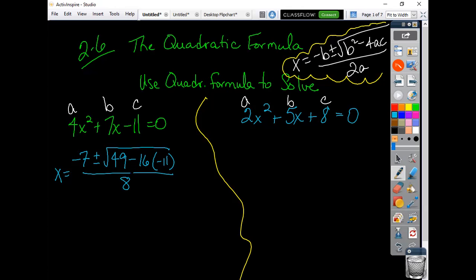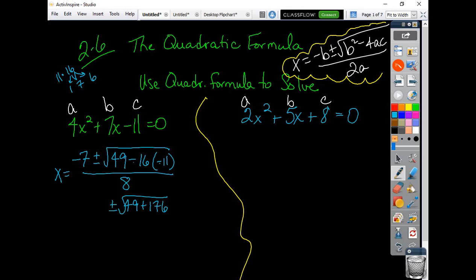Now, I've got 11 times 16 here. I'll show you this little trick somebody showed me once upon a time: if you want to do 11 times any number, in this case 16, you bring the 1 down, you bring the 6 down, and then in the middle you add these together, so it's 176. So I've got 49, it'll be a negative times a negative, so it's going to be plus 176, all under that square root.